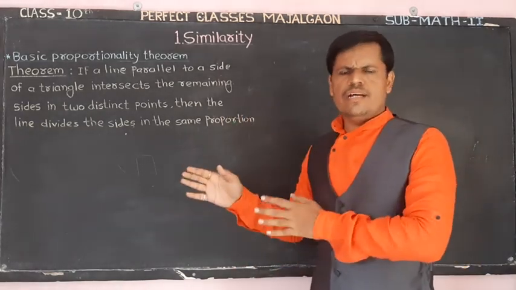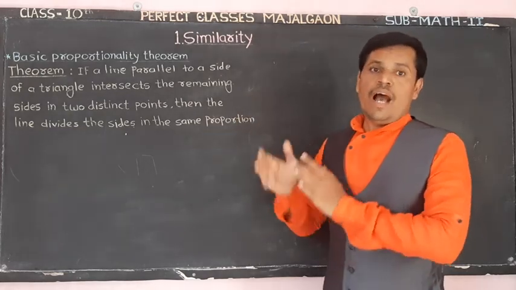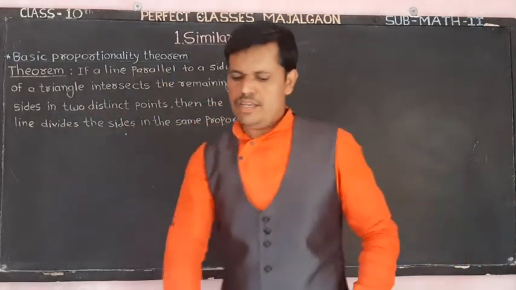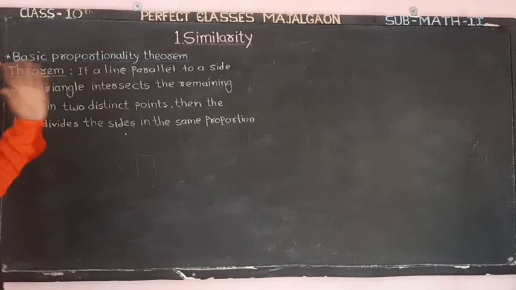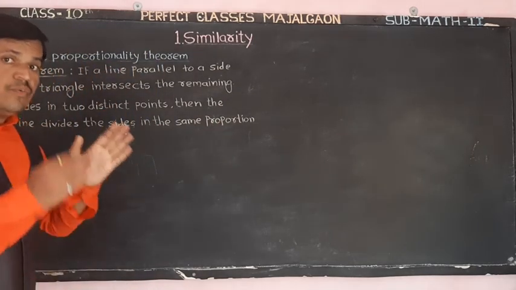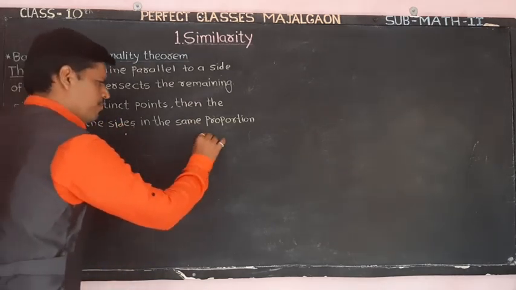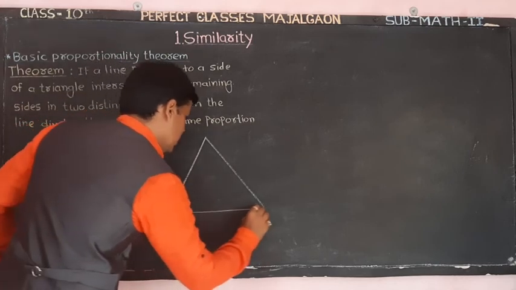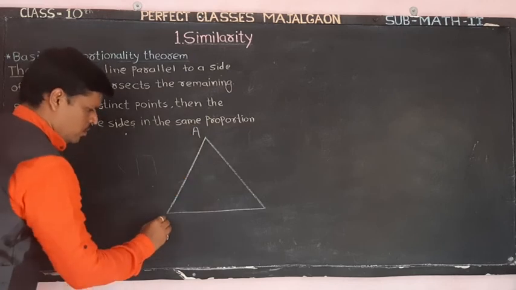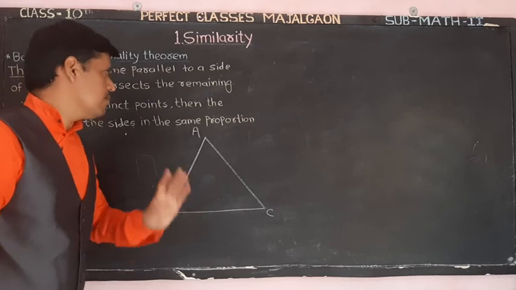To prove any theorem, first we construct the figure of that theorem. How do we construct the figure? From the given part. What is the given part? If a line is parallel to a side of a triangle, here we first construct any triangle. Name the triangle what you want. Here I name the triangle ABC.